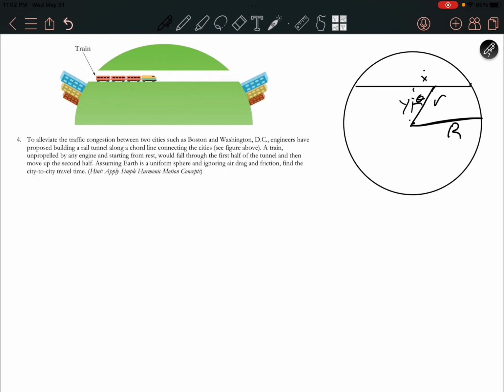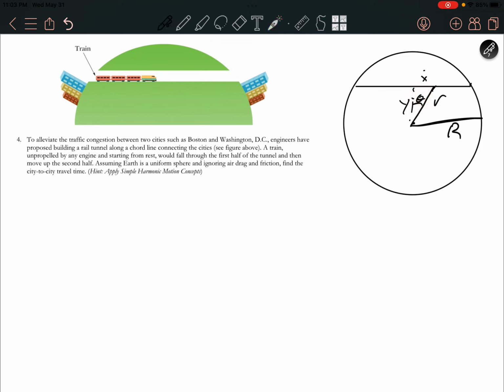Today we're going to be covering problem set 39, question 4, which entails a train going from Boston to Washington, D.C. on a chord line through the Earth and finding the travel time between these two, aka half of the period. So, I drew this nice little diagram to the right over here, which has the radius of the Earth, a radius to the chord line, and then a y distance to the chord line, which will be constant, an x distance, which is variable, and a variable theta.